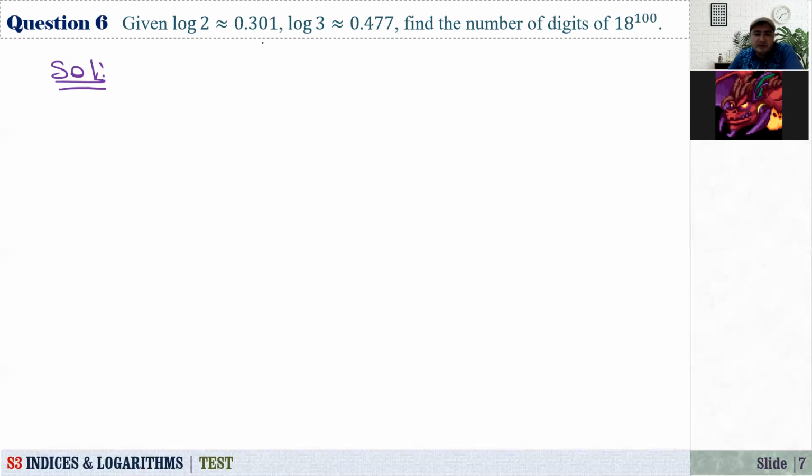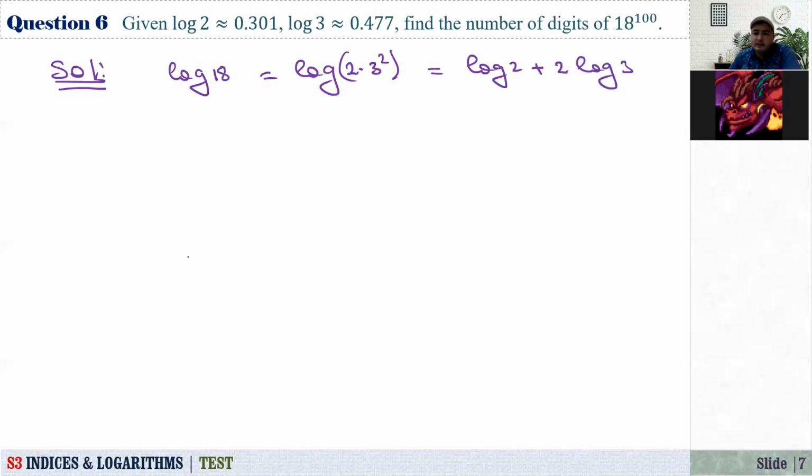Given that log 2 is 0.301 and log 3, that means the common logarithm of 3, is equal to 0.477, find the number of digits of 18 to the power of 100. So how can I express this 18 in terms of log 2 and log 3? I can just write log 18 that's equal to log of 2 times 3 squared, which is log 2 plus 2 times log 3.